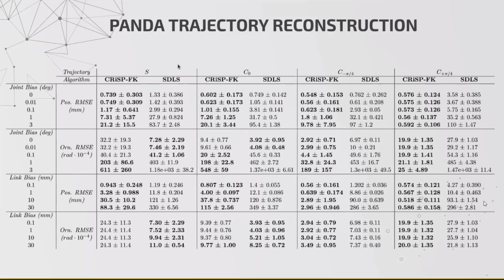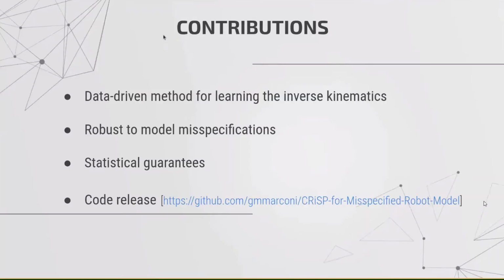So to conclude, the main contributions of our work are that we introduced data-driven methods for learning the inverse kinematics of robots using some recent results from structured prediction machine learning. This method is robust to model misspecifications. We did not talk about it, but there are some nice statistical guarantees about our method. And we also released the code, which you can find at this link.